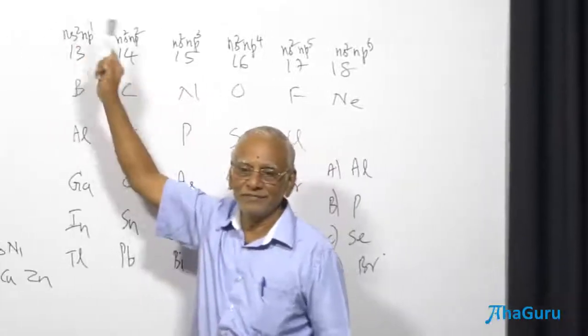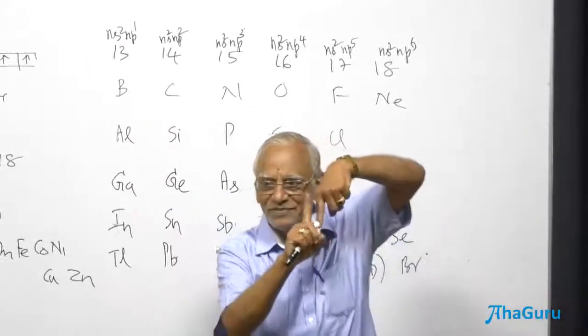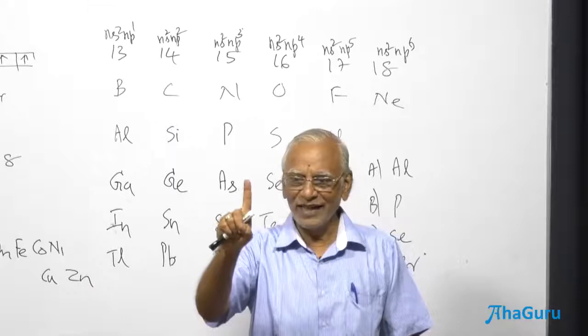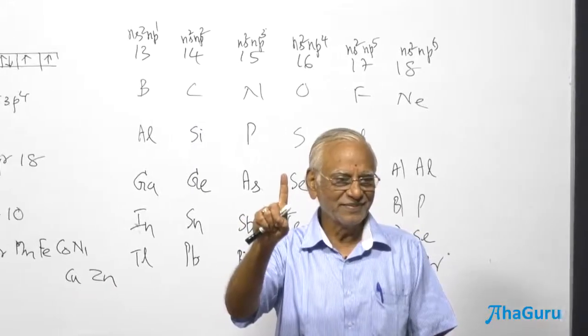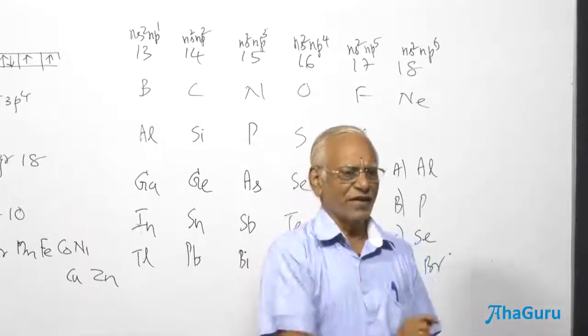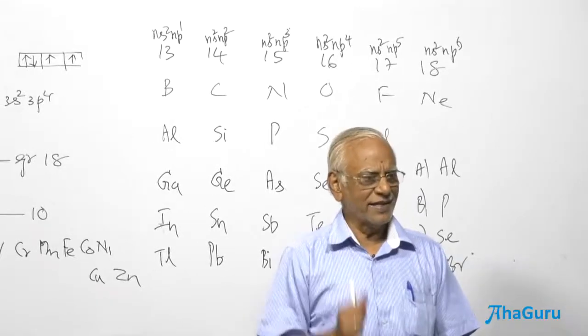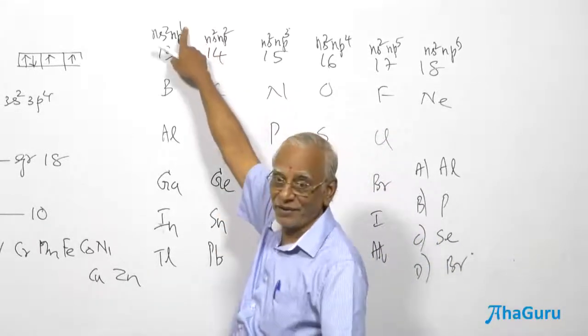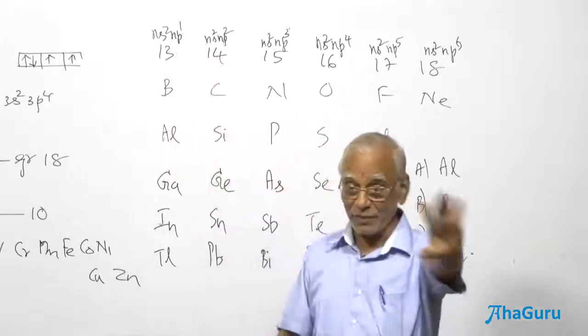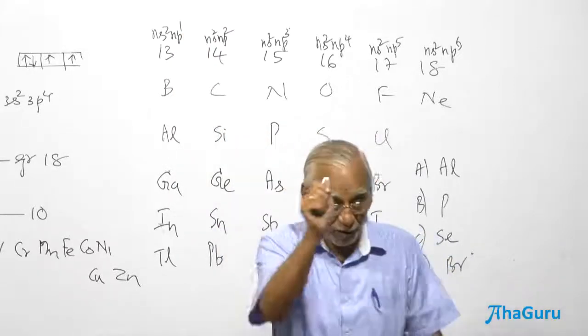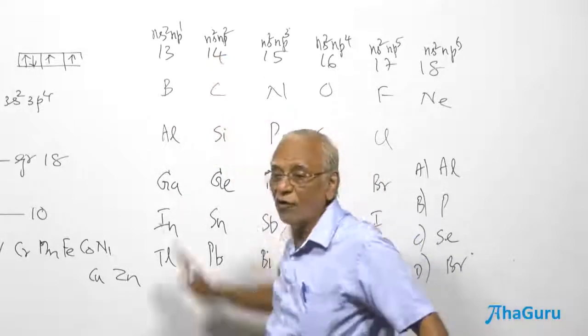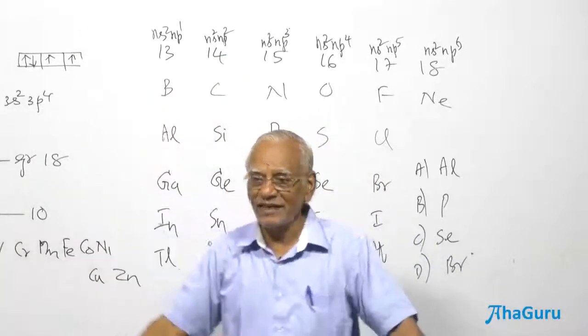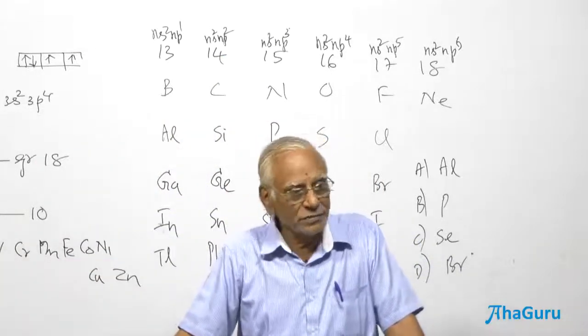ns2 np1. ns2 is paired, 1 electron in the p orbital. Therefore, there is a ground state configuration. You should always write the ground state configuration. 1 unpaired electron here, 1 unpaired electron here. As per the Hund's principle, you have to write this Hund's principle ladder in increasing order of energy levels.